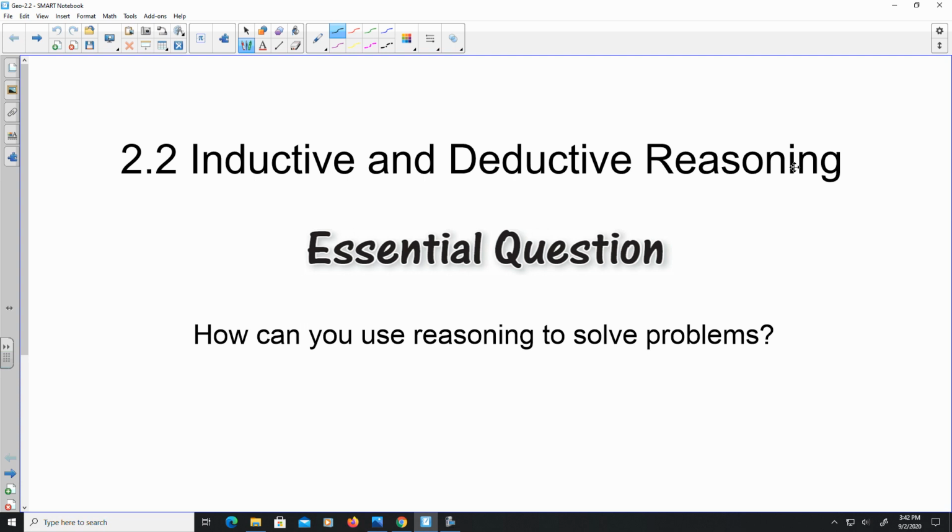In this video, we're looking at section 2.2, where we're going to be using inductive and deductive reasoning. So, our main goal here is to figure out how we can use reasoning to help us solve problems.